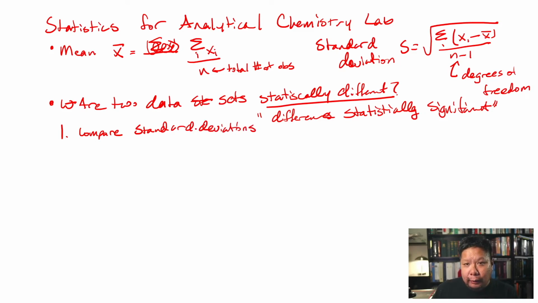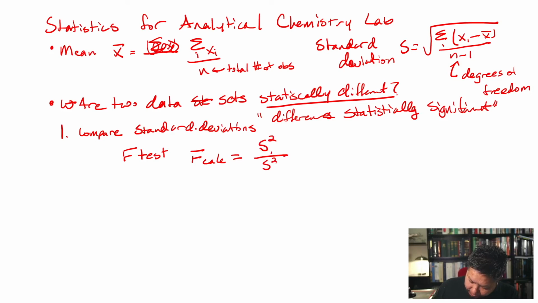How do we do that? How do we compare the standard deviations of the two data sets? Well, it's quite easy. We have this thing called the F-test. In the F-test, F calculated equals the square of the standard deviation of the first data set divided by the square of the standard deviation of the second data set, right? And if you didn't know, when you square standard deviation, this is called the variance.